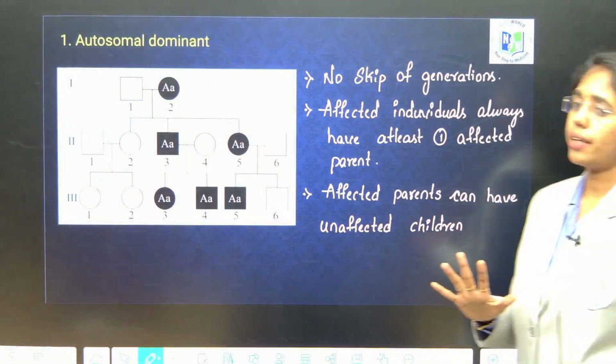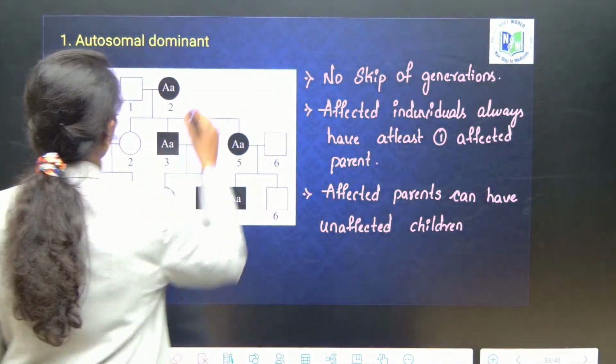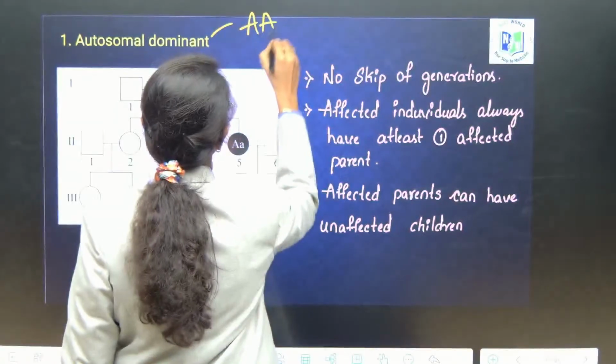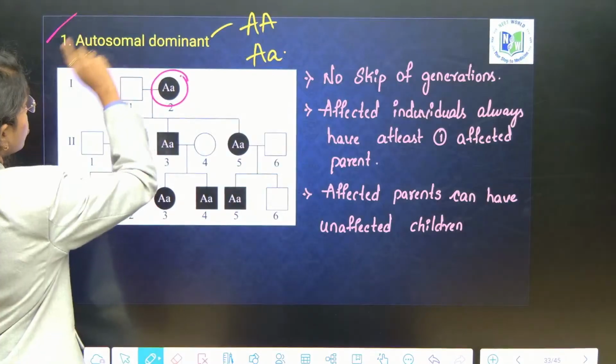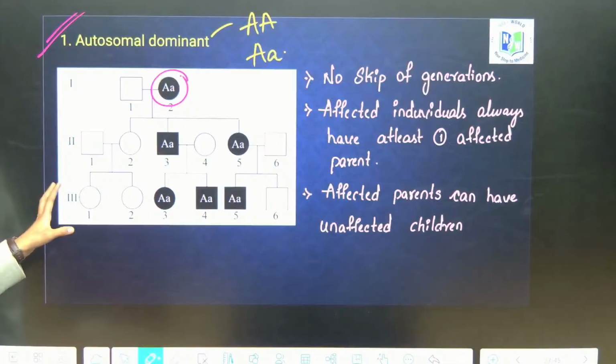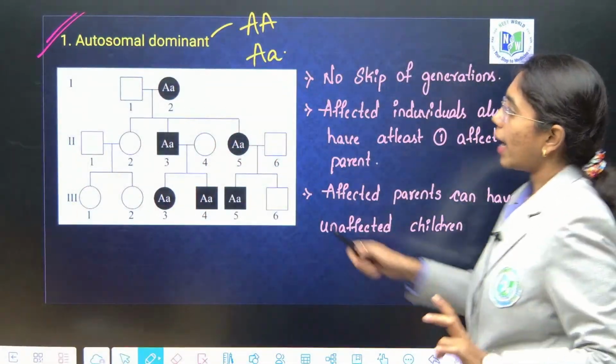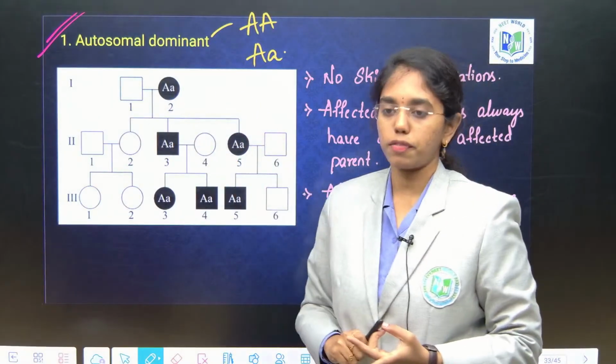How can you identify autosomal dominant and autosomal recessive? First you should know the combination of the alleles. Autosomal dominant is either this or this. Fine, right? So here you see heterozygous individuals. Whenever an autosomal dominant disease is there, how can you identify this on the pedigree chart? First thing, there will not be any skip of generation. In every generation you can see the disease. Second thing, affected parents can have unaffected offsprings.